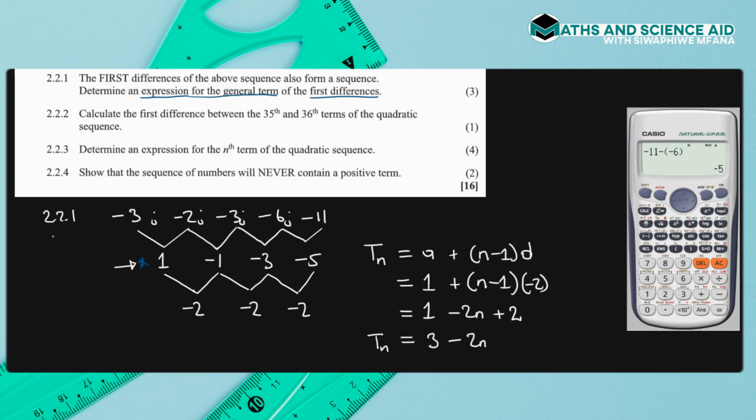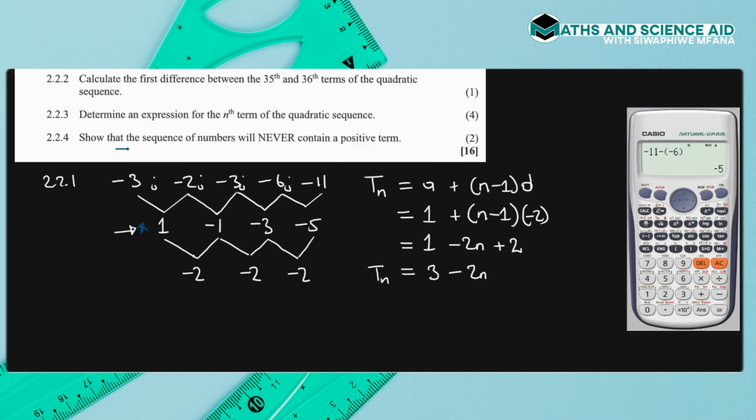Now, moving on to 2.2.2. Here we are being asked to calculate the first difference between the 35th and 36th terms of the quadratic sequence. All right, so we want what? The first difference. Remember that we do know the general term of the first differences, but now we need to be careful with this question.